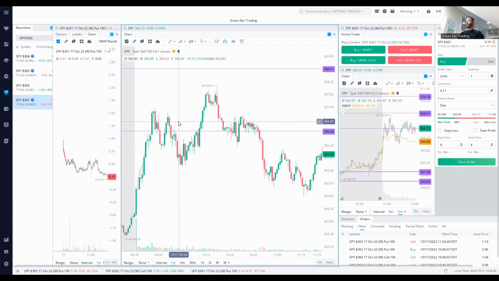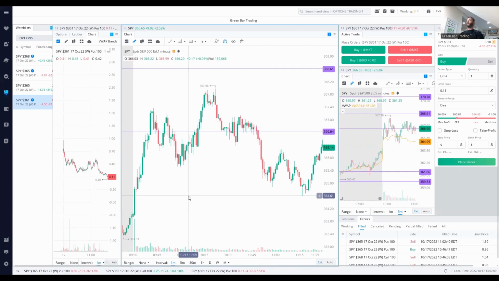You have a shoulder, you have a head, you have another shoulder. And this is where I got in short and participated in this move down. So this was a good trade. Like I said, though, did not get a good timing on my exit, which I should have taken here. It ended up popping back up against me. I was still in the profit, and then it comes back down.